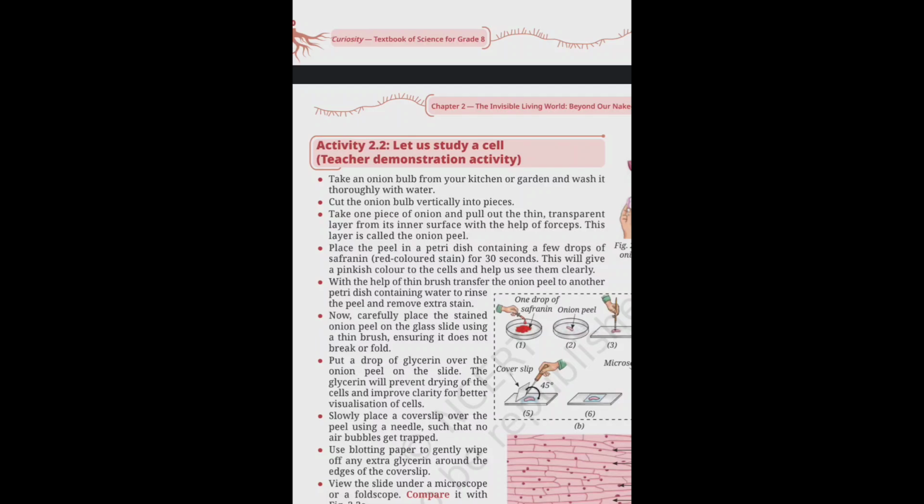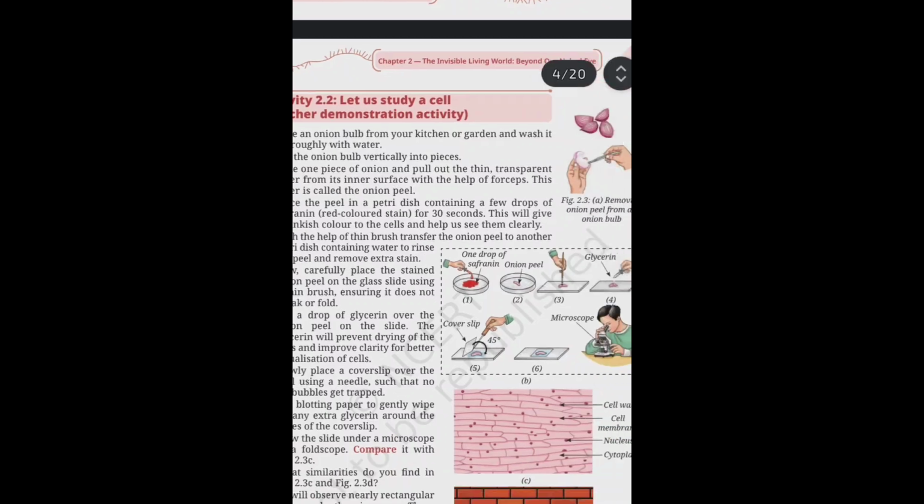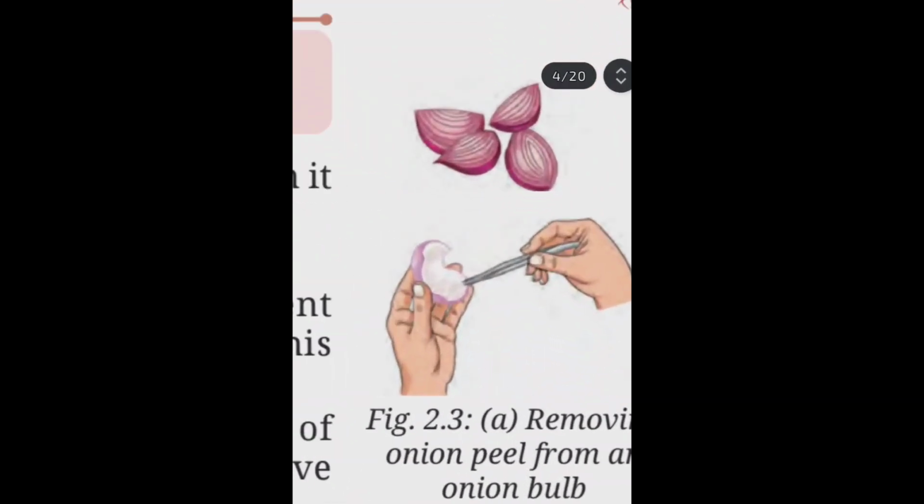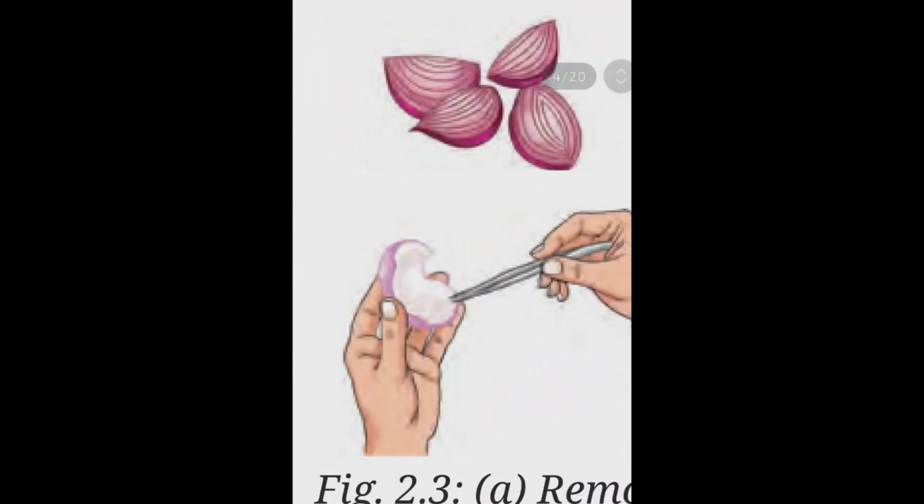Take one piece of onion and pull out the thin transparent layer from its inner surface with the help of forceps. Like this, you are able to easily take a peel. A very tiny, very thin layer is there. When you cut the onion, you will be able to observe this thin layer, and using forceps we can just take this layer out. This layer is called the onion peel.